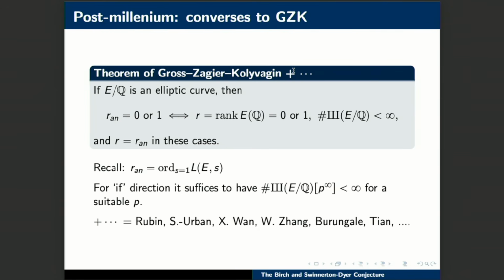If you have an elliptic curve over Q, then the analytic rank is 0 or 1 if and only if the rank of the elliptic curve is 0 or 1 and the Tate-Shafarevich group is finite. Okay, it's not quite what you would hope. The Birch and Swinnerton-Dyer conjecture shouldn't really include that finiteness of the Tate-Shafarevich group, but as I said, I don't think you can avoid it. So the direction not covered by Gross-Zagier and Kolyvagin combines the work of many people on the problems that I was just talking about, on Selmer groups.